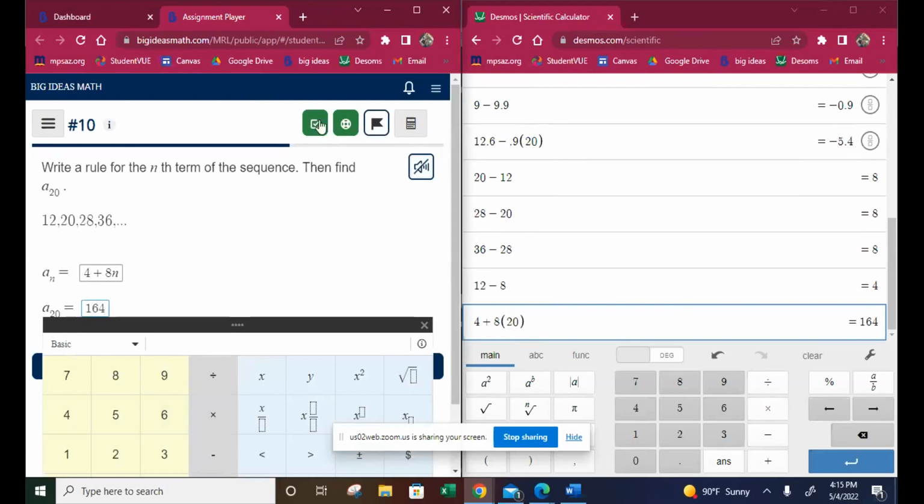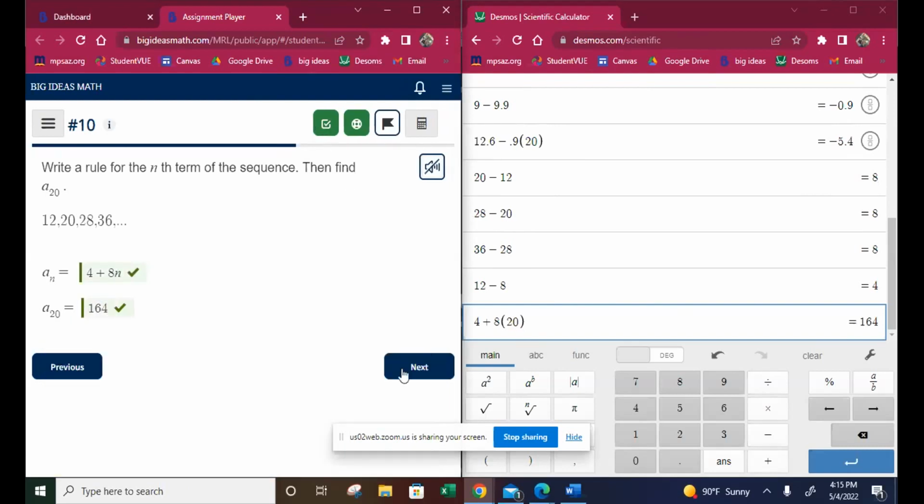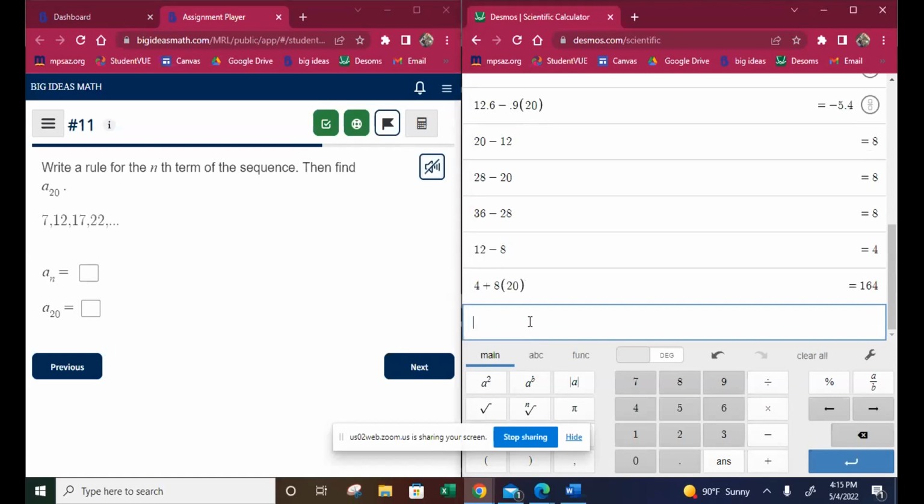Well, that's easy. It's probably about to get different. Nope, this is actually the same. So you've got to find the common difference. I think it's going to be 5.